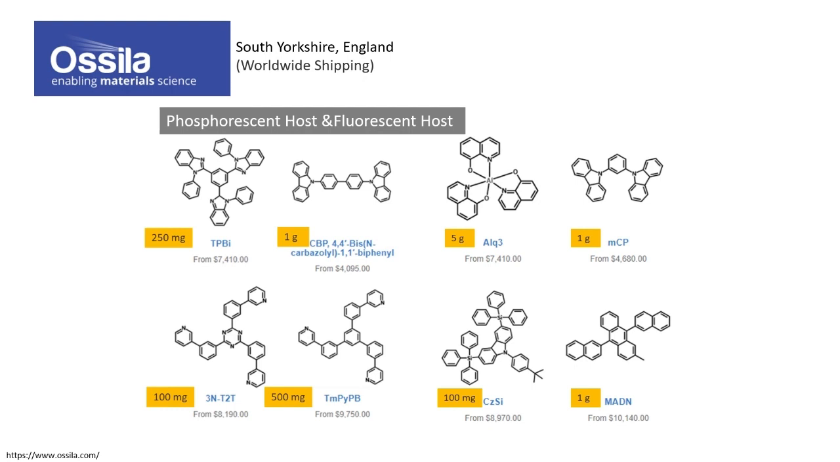I would like to share information about some materials that can be found on the Ossila website, along with their respective prices. Ossila is a company located in South Yorkshire in England. It is a worldwide shipping company. Here is the collection of fluorescent and fluorescent host materials for OLED and thermally activated delayed fluorescence (TADF) devices. So we can see here that for 250 milligrams of the PPI, it costs 7,400 NTD. It's quite high in price.